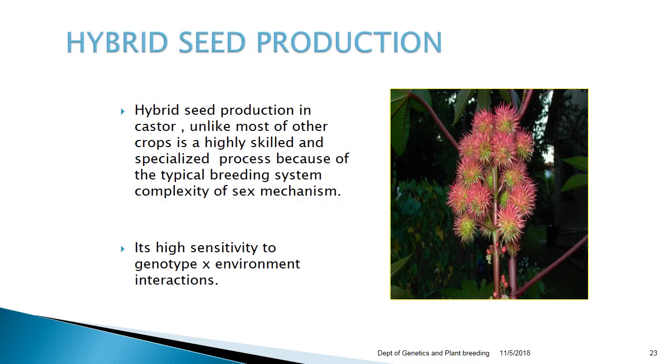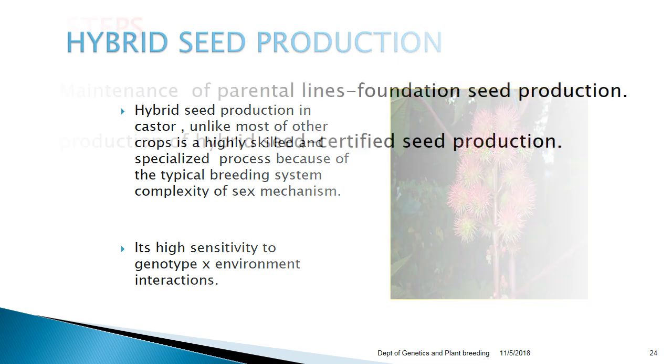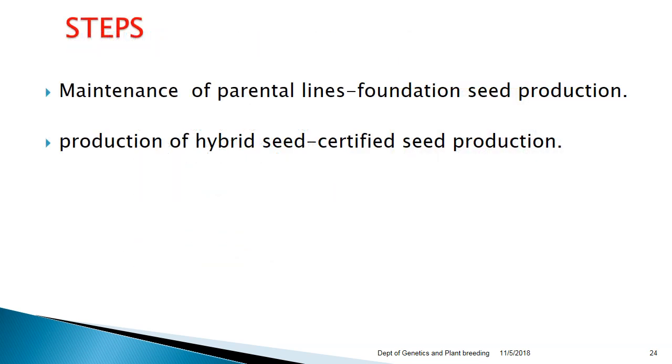Hybrid seed production in castor. Hybrid seed production, unlike most other crops, in castor is a highly skilled and specialized process because of the typical breeding system complexity of sex mechanism and its high sensitivity to genotype and environment interaction. Two steps: maintenance of parental line, that is foundation seed production, and second is production of hybrid seed, that is certified seed production.